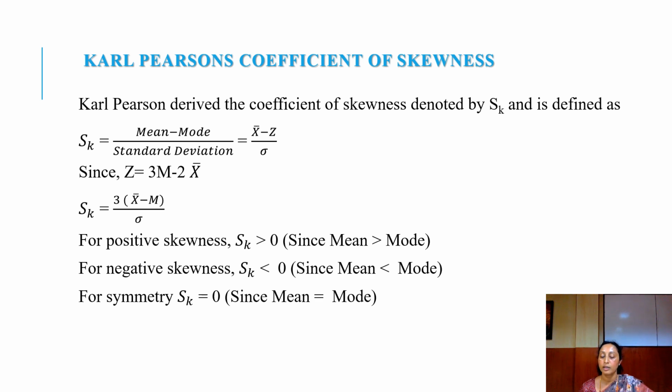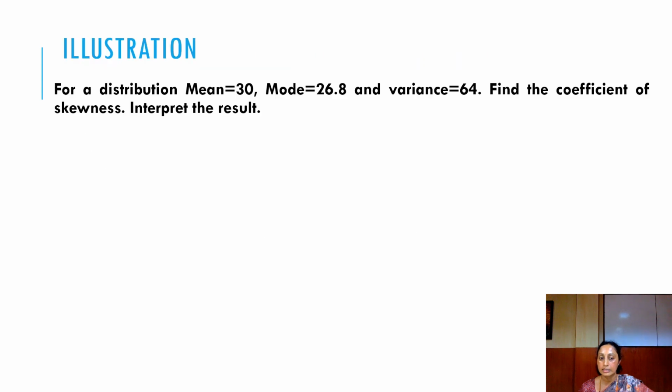So if the calculated value is greater than 0, then we say that there exists a positive skewness. If the calculated value is less than 0, then we say that there exists a negative skewness. If the calculated value is equal to 0, then we say that there exists zero skewness or the curve is symmetrical. Let us understand with the help of an example.